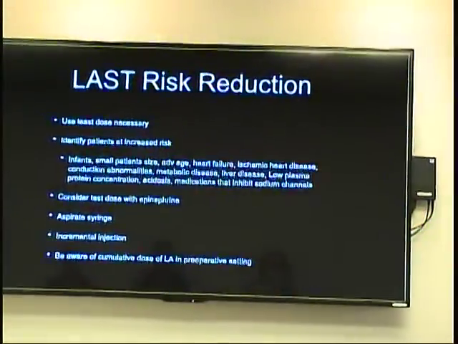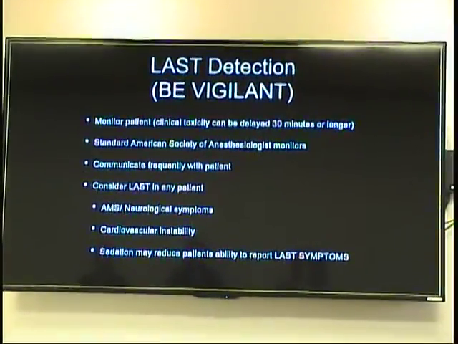Yeah, so aspirate the syringe. Aspirating the syringe is important. Incremental injection is important. That's why you see, like, give me 5. All right, give me 5, aspirate. And then we talked about being aware of that cumulative dose of local anesthetic in the perioperative setting.